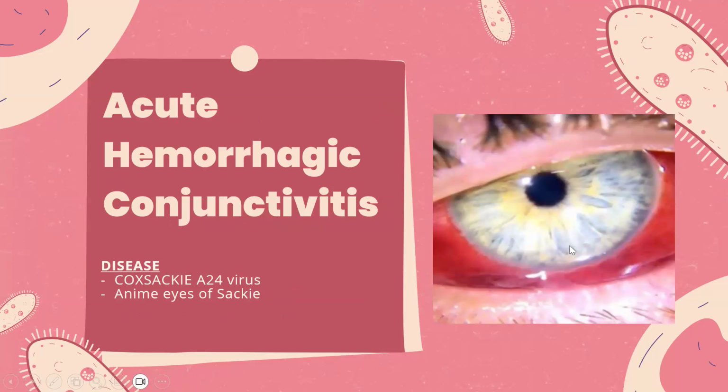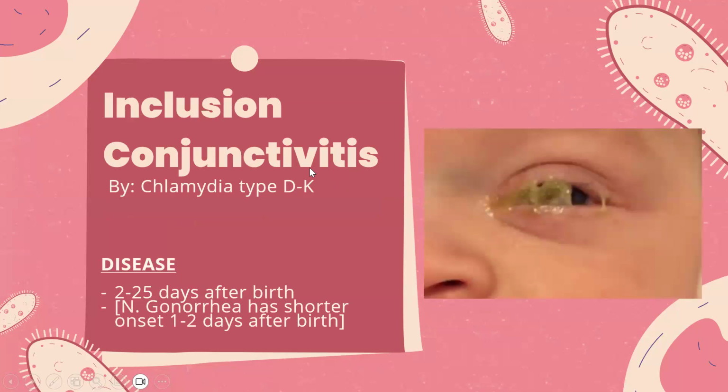Enterovirus 70 and Coxsackievirus A24 cause acute hemorrhagic conjunctivitis. Okay, this is inclusion conjunctivitis, which is by the Chlamydia trachomatis species. Chlamydia has serotypes or biotypes. We have types A to C, which we're going to discuss in trachoma. We also have chlamydia types D and K, and D and K types are going to produce inclusion conjunctivitis.